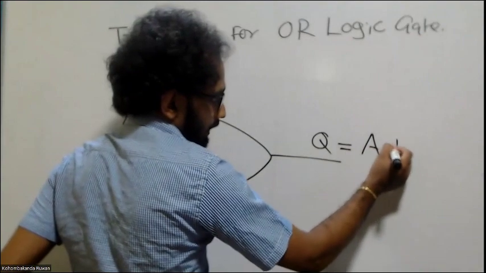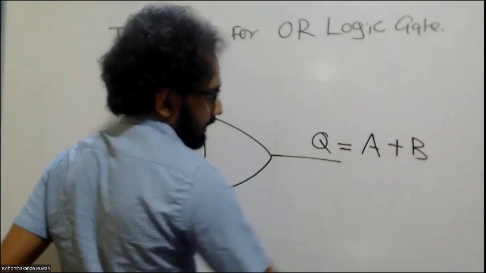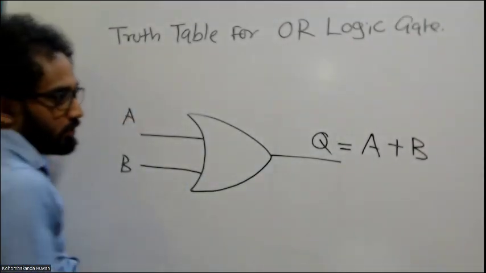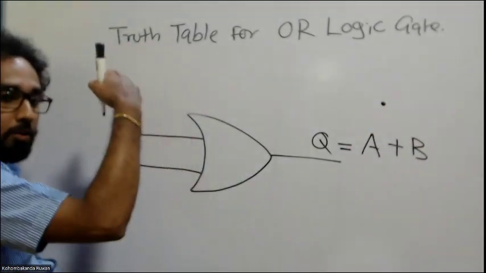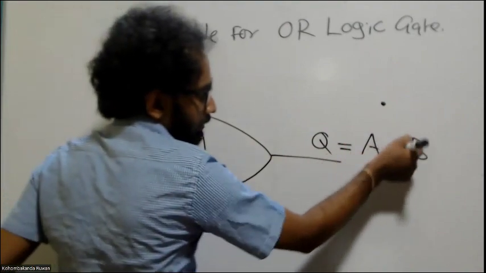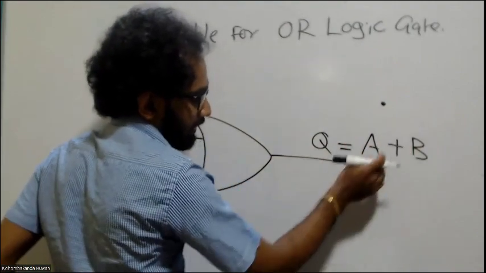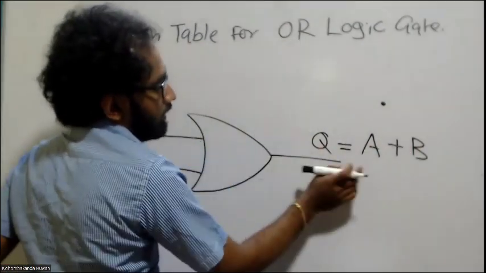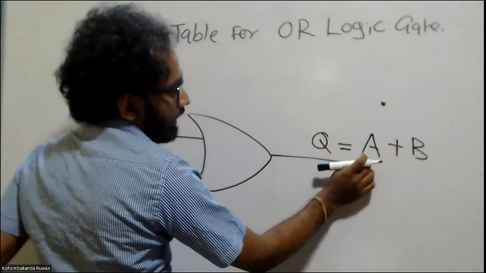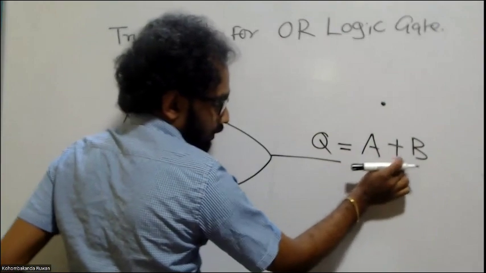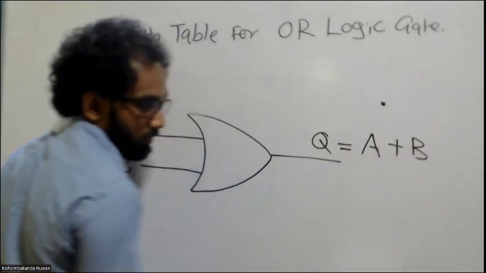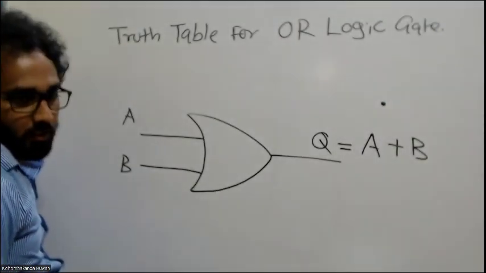A plus B. Previously we used dot for the AND logic gate, and the plus mark for the OR logic gate. Here we say A OR B. Don't say A plus B, right?